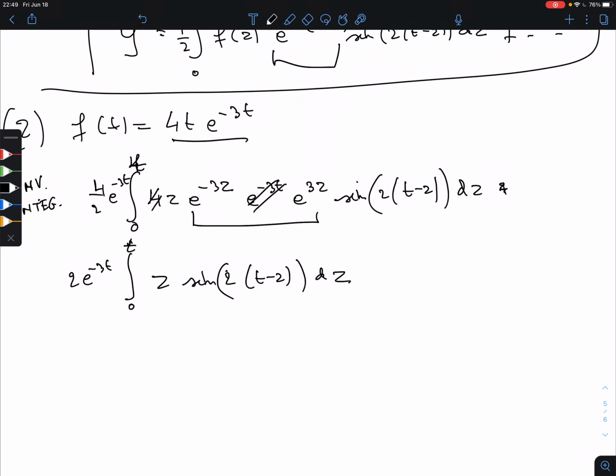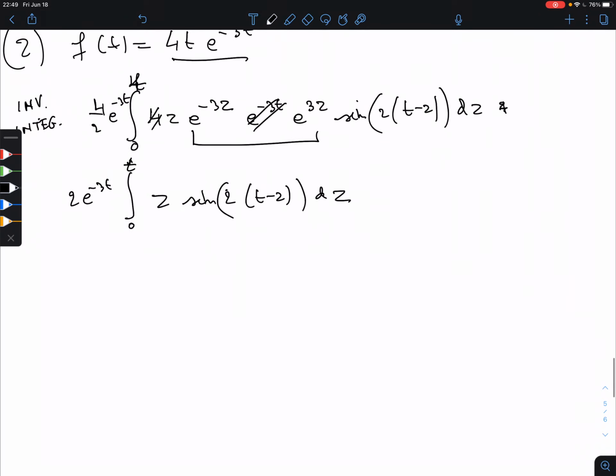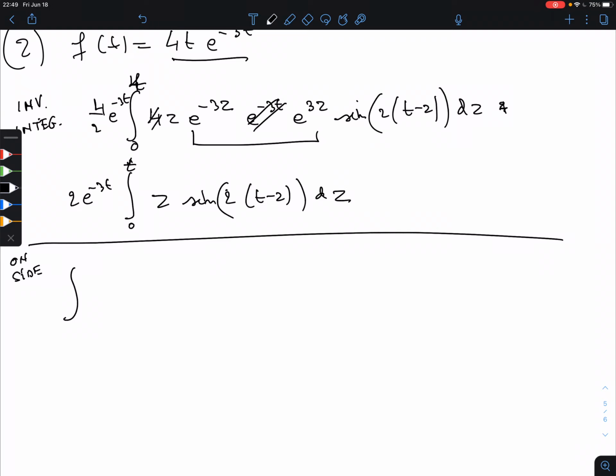I think I know what to do. What type of integral is this? Well, perhaps the best thing here to do is a little substitution. So let's look at the integral itself, again on the side. On the side, I'm going to just calculate the indefinite integral, and then later we deal with the zero and t. So let me write the integral again. Sine of 2t minus z dz.